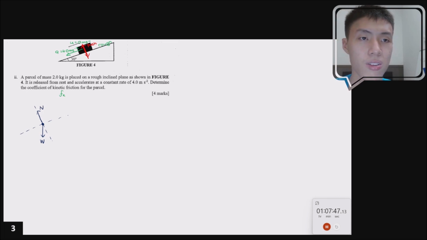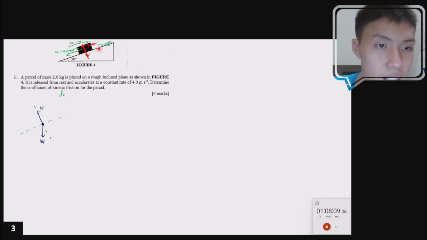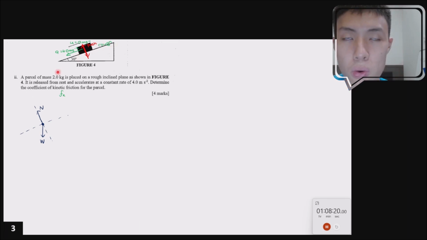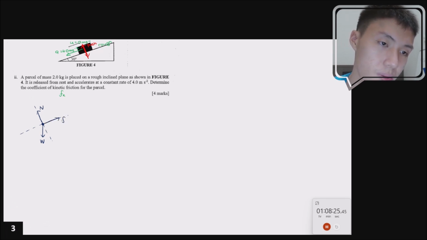Lastly, kinetic friction. They already mentioned it's kinetic friction, so we don't have to think about whether it's static or kinetic. Plus the object is already moving. If it's sliding across the inclined plane, we know it's kinetic friction. Kinetic friction is opposite the direction of sliding. So where's the direction of sliding? We know it's sliding down, right? It accelerates this way, so the friction should be in the opposite direction because friction opposes the direction of sliding. So your kinetic friction is this way.